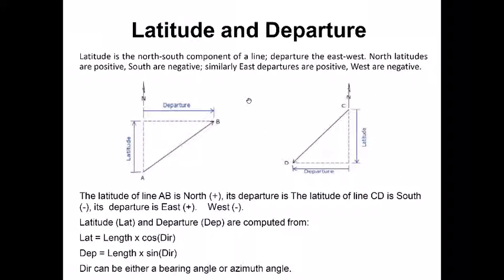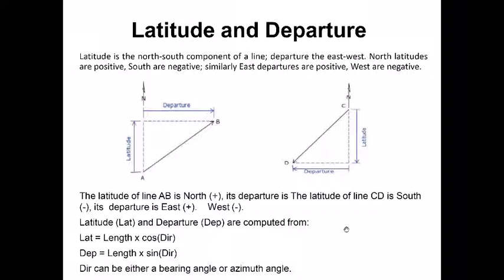But you don't always have to take it from the north. So what we are trying to do over here is balance the traverse, or check if the traverse is geometrically accurate, by calculating the latitudes and departures of all the lines. And in order to calculate the latitude and departure of all the lines, you need a reference. And that reference can be north in terms of azimuth.